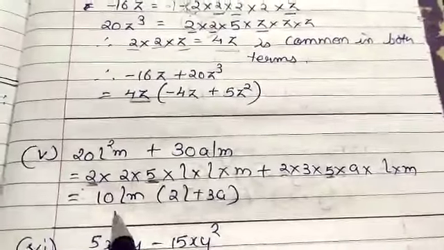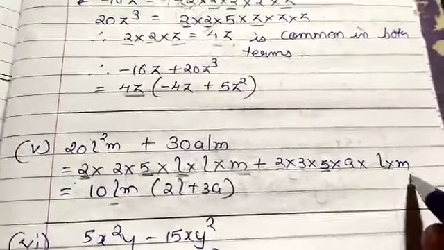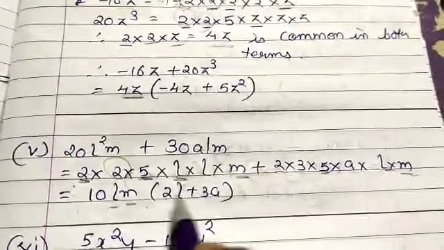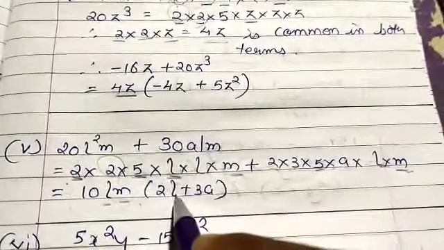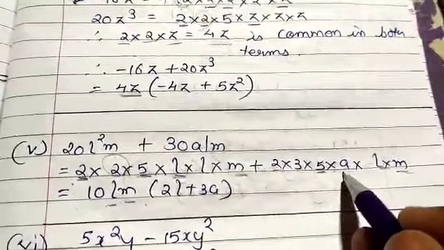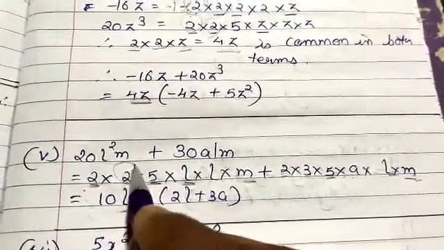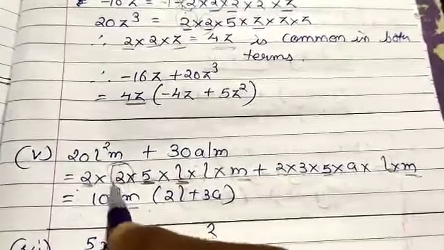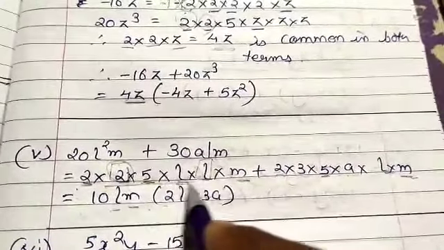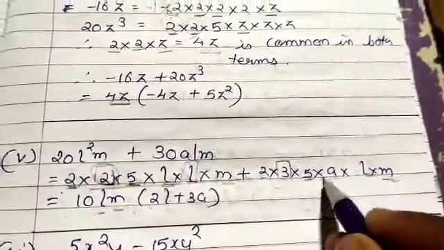The 2 5s are 10. Then l and m is common. So 10lm is common. And what is left? 2l plus 3a. This method is also very easy. Whatever is left, that is 2 into l, 2l from the first expression, and from the second expression 3 and a.